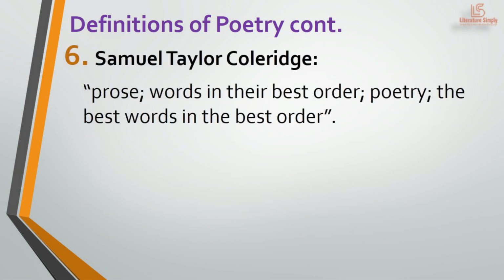Samuel Taylor Coleridge, poet, critic and friend to Wordsworth. He says, prose: words in their best order; poetry: the best words in the best order. Coleridge distinguishes between prose and poetry through the structural arrangement and selection of words. Appropriate order, that is structure, and selection of diction is more essential in poetry.